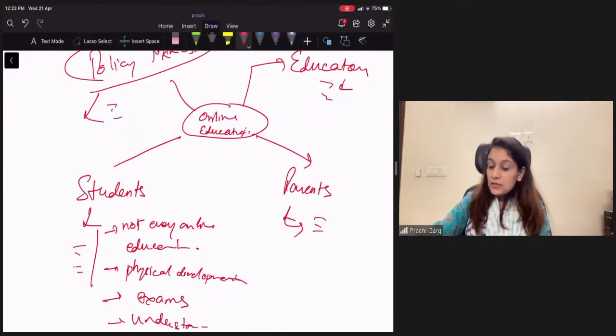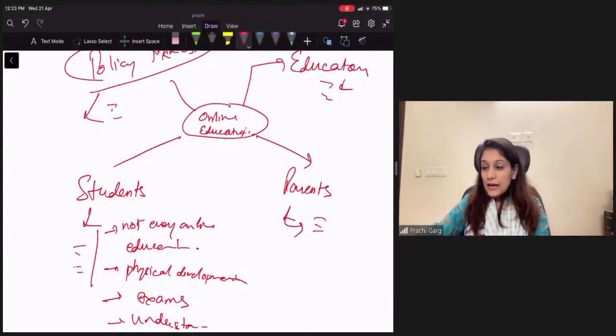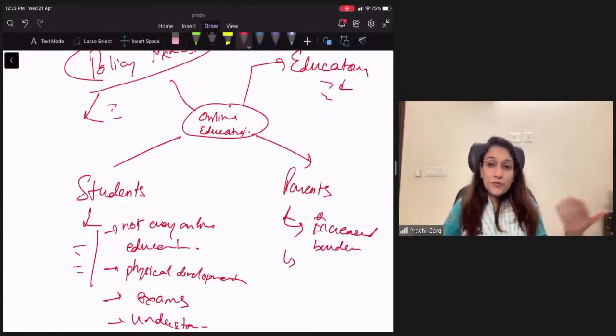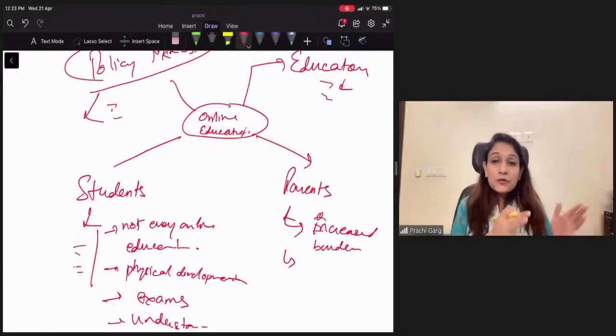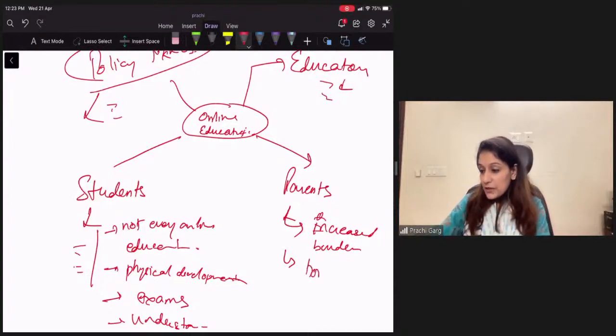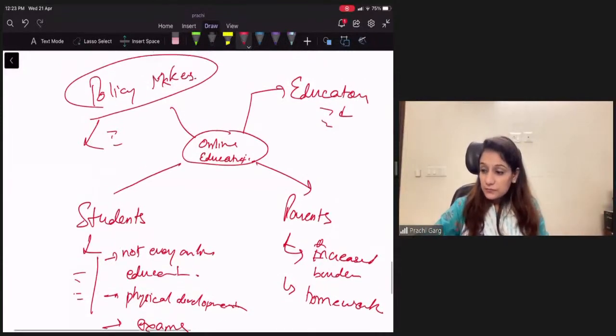Right? Parents, so parents have a very different perspective. One, of course, it has increased their burden because they have to take care of other things, and now they have to take care of students' education also. For the smaller kids, parents have to sit with them, and there is a possibility that parents are also working. They have to work as well as take care of the kids, right? And then what I know is the parents are given a lot of homework because now there is no classwork done, so everybody is at home, everything is homework, right?